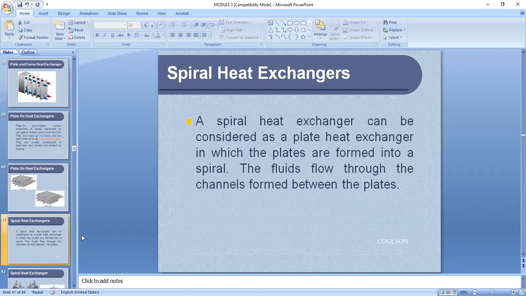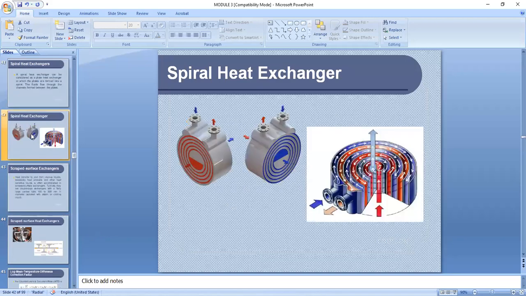Now we go to the spiral heat exchanger. A spiral heat exchanger can be considered as a plate heat exchanger in which the plates are formed into spirals. It's comparable, let's say, to several pieces of paper. Let's say that's your plates, and then you roll those pieces of paper, so you have now a spiral. The fluids flow through the channels formed between the plates that have been rolled. So that's your spiral heat exchanger. This is how it looks like, and this is its cross-section. Again, the blue fluids are the cold fluid and the red are the hot fluids.